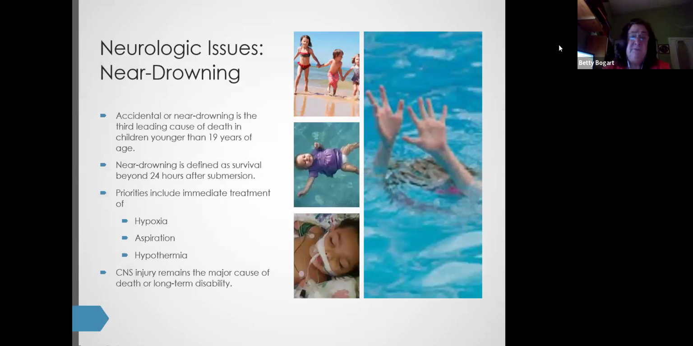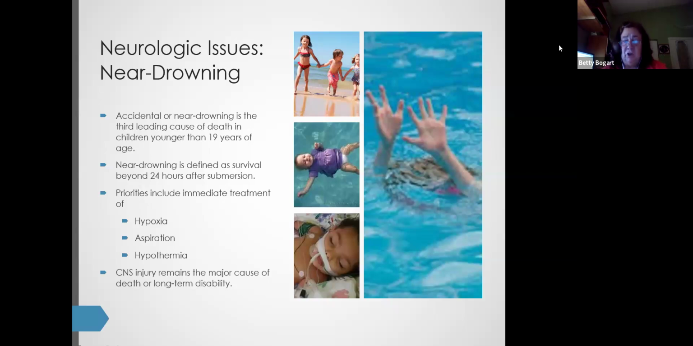So, near drowning. I live in South Florida. I've seen a few drownings in my life, and I've seen the near drownings where we have saved them. An accidental or near drowning is the third leading cause of death in children younger than 19. And what do we call a near drowning? Well, it's defined as survival beyond 24 hours after they were under the water. Now, the injury of drowning sometimes doesn't show up until 3 days later.